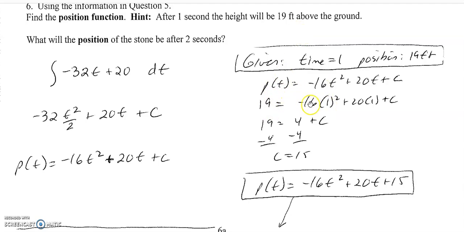So 19 equals negative 16 times 1 squared plus 20 times 1 plus c. Negative 16 times 1 squared is negative 16 plus 20. Negative 16 plus 20 is 4. So we have c plus 4 equals 19. Subtract 4 from both sides, c equals 15. So we have our position function of negative 16 t squared plus 20t plus 15.